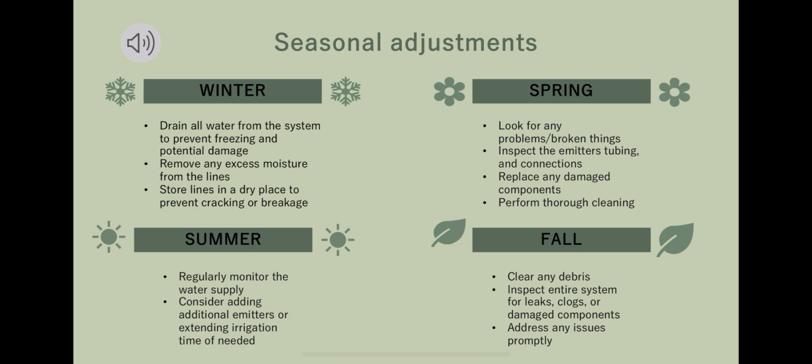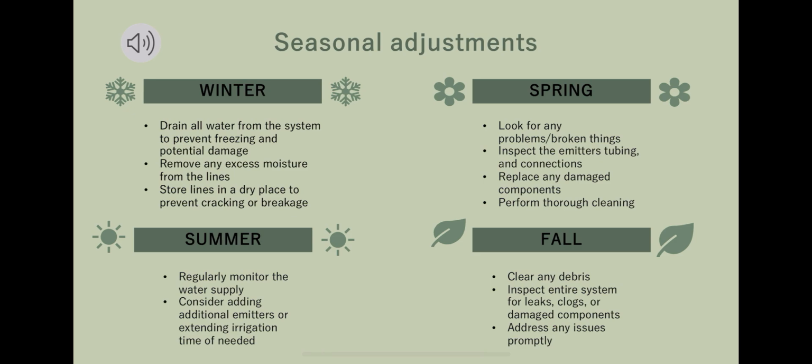Seasonal adjustments in drip irrigation. In addition to regular maintenance, seasonal maintenance is crucial to adapt your drip irrigation system to changing weather conditions and preserve its longevity. Before winter arrives, it is important to prepare your drip irrigation maintenance system for the cold weather. Start by draining all the water from the system to prevent freezing and potential damage. Remove any excess moisture from the lines and store them in a dry place to prevent cracking or breakage.